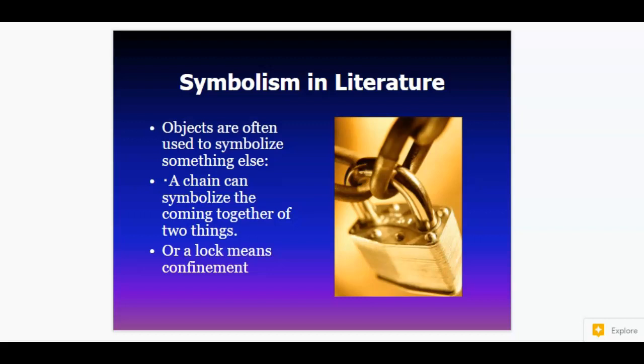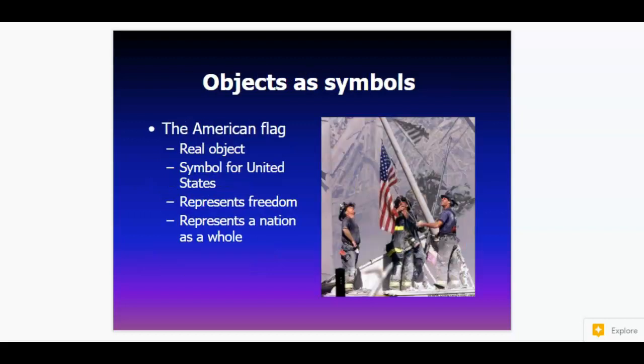It's made out of iron, it's tough, and so it can symbolize the coming together of things, but it can also symbolize, because of the circular shape that it's in, that you can't escape from it. A lock could mean confinement because you're not allowed out if someone doesn't let you. So you have to look at the aspects of that particular object, the characteristics of it, and how that works. I'll show you another example of that in a few minutes.